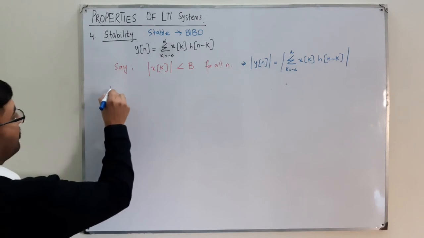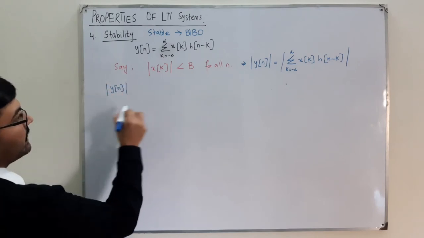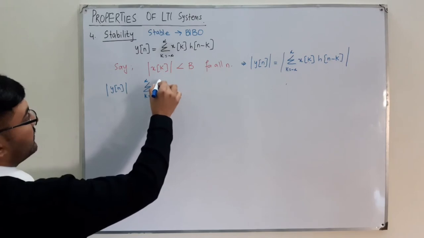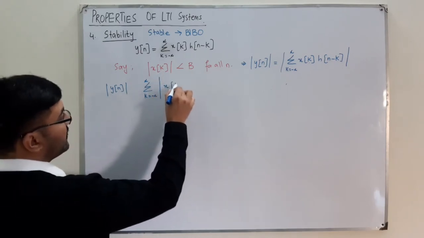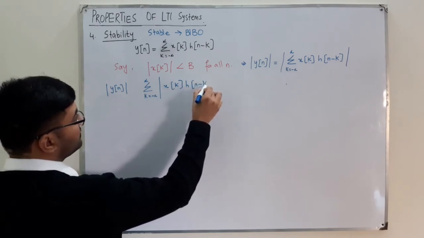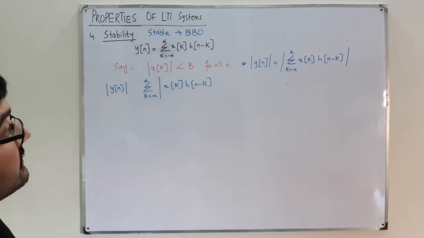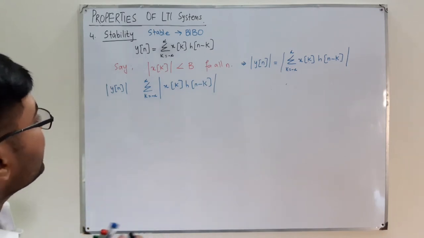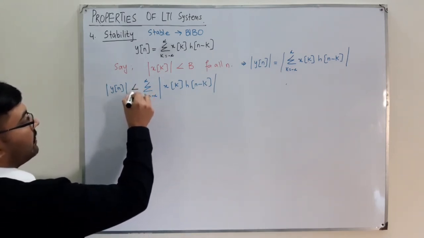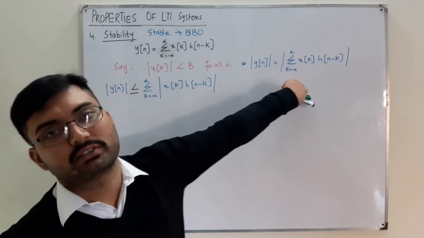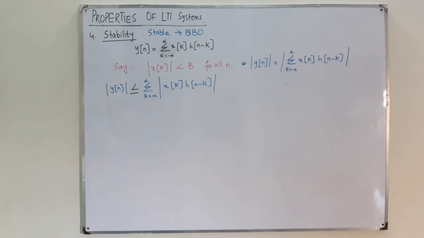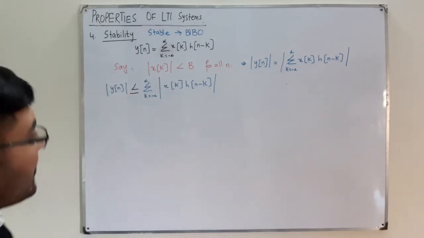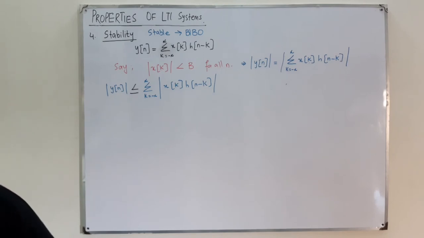So the absolute of y of n is now equal to the summation, k running from negative infinity to positive infinity, of the absolute of x of k and h of n minus k. Now you have a property that the sum of the absolute would be no longer than, so it would be less than or equal to, the absolute of the sum. This is a property of mathematics. Fine, so this is what I have written.